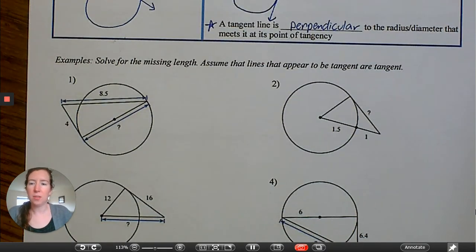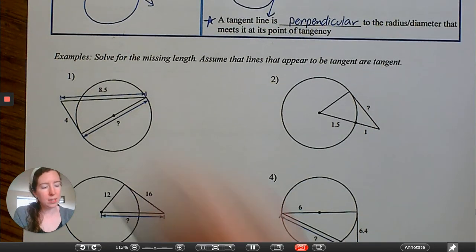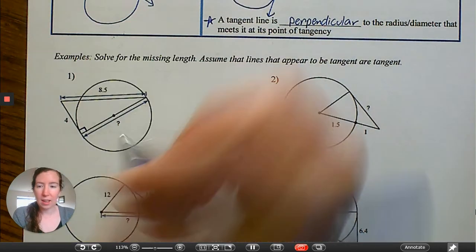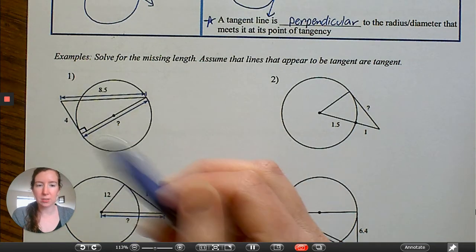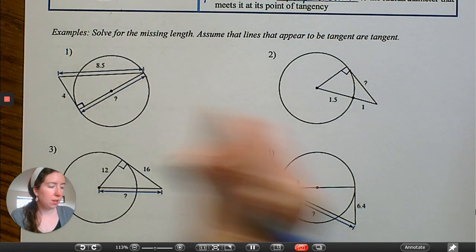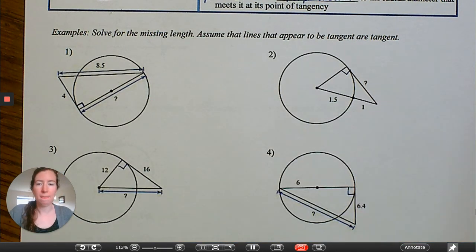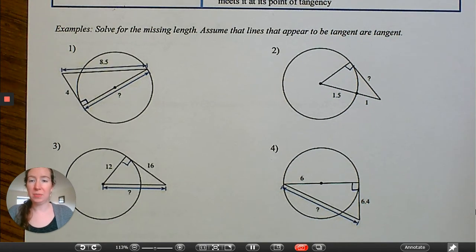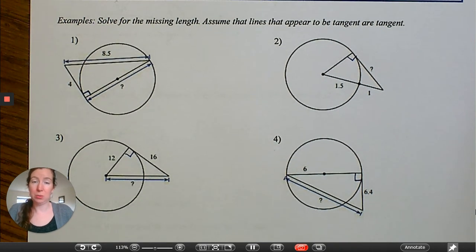Okay, so we have to solve for the missing length. Assume that lines that appear to be tangent are tangent. So that means that every exterior line meeting with a radius or diameter forms a 90-degree angle. So what do you think we're going to be using? Pythagorean theorem. Yep. You can also, if you were given some other angle measurements, maybe do trigonometry, right? Like use your SOHCAHTOA. So that might be an option.